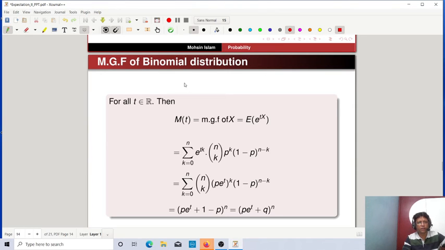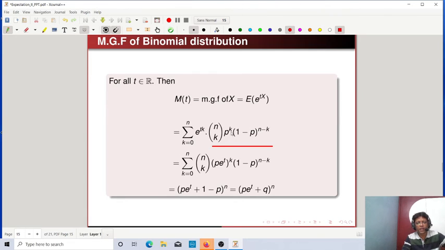What is the moment generating function of a binomial distribution? You know that the PMF of the binomial distribution is nCi p to the power i q to the power n minus i. The binomial distribution is a discrete distribution. The moment generating function of X is the expectation of e to the power tX, and that is written as the summation k equal to 0 to n of e to the power tk times nCk. This is the binomial expression.